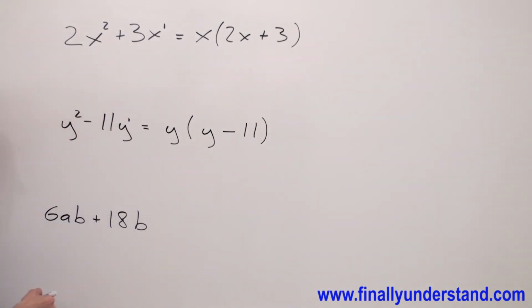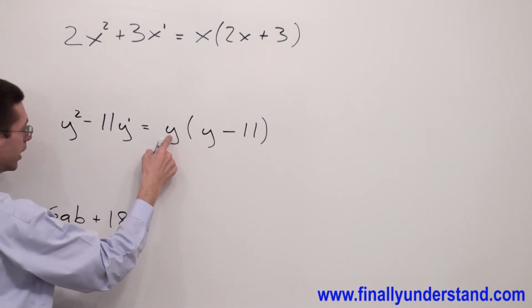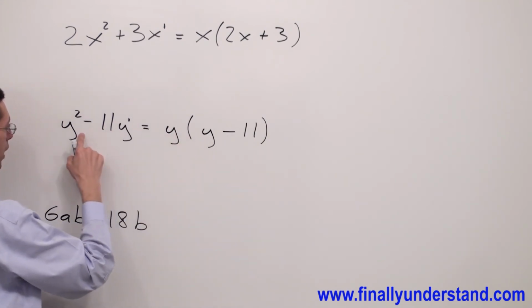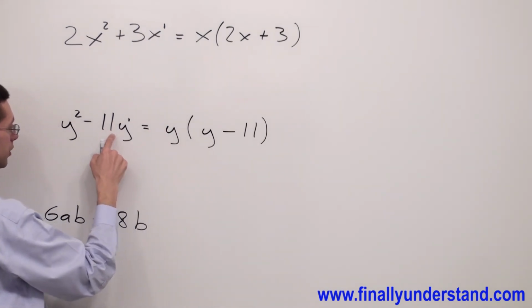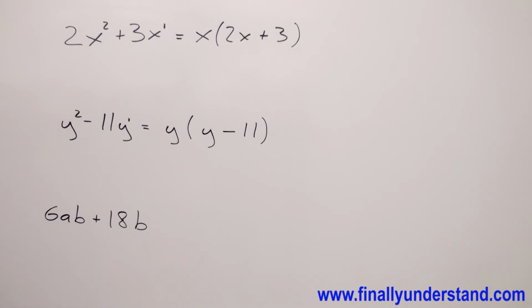Now let's verify the answer. I have to apply the distributive law and simply multiply y by every single term inside of the parentheses. Y times y gives me y squared. Y times negative 11 gives me negative 11y. That's why this is the solution to my problem. Let's take a look at the third example.